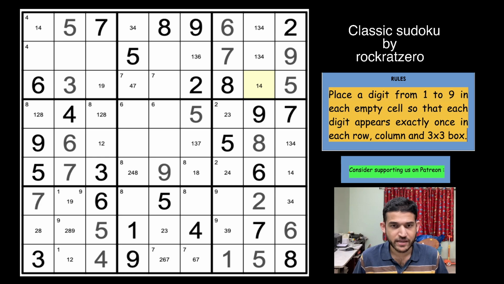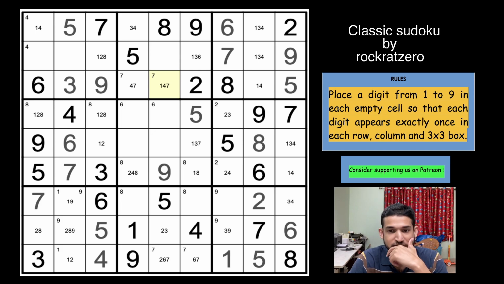Okay, 9 in column 3 doesn't go here. There's only one cell left. So 9 goes here. That will be 1, 2, and 8. And look at this row. So this will be 1, 4, and 7. Wow, this Sudoku doesn't look like it's going to yield at all. Right? Beautiful solve. I'm enjoying this solve really. A fun and challenging Sudoku. Okay, this is going to be a 3, 4, 9.